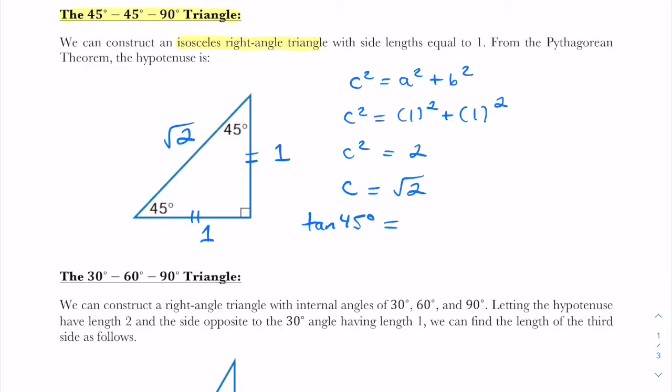Tan of 45 is opposite over adjacent. So pick one of the two 45-degree angles. Let's say you work with the one in the lower left. The side opposite the 45 is 1, and the side adjacent is also 1. 1 divided by 1 reduces to 1. And that's the whole purpose of this lesson. We can use this triangle now to find exact expressions for sine, cosine, and tangent of various angles.